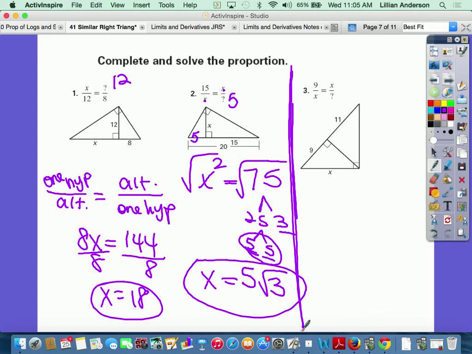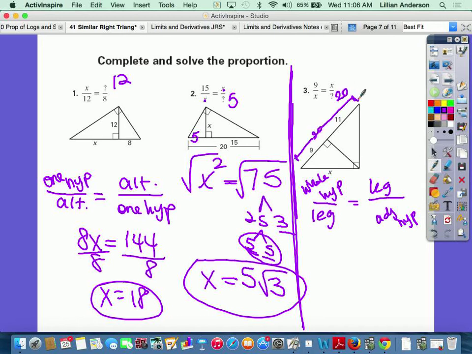Okay. Number 3, does an X represent a leg? So it says that the leg is the geometric mean between the whole hypotenuse and the part that's adjacent. Okay? So they already filled in the leg, didn't they? The 9, does that represent the whole hypotenuse or the part that's adjacent? The part that's adjacent. So then what's going to go on the bottom? 20. Because that's the length of the whole hypotenuse.